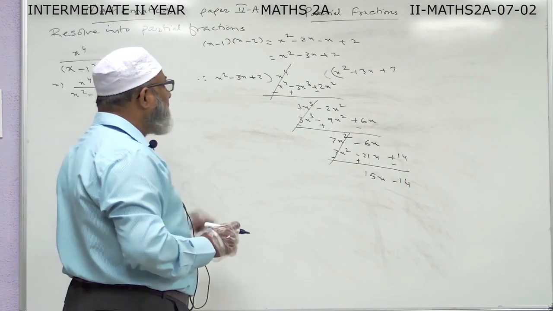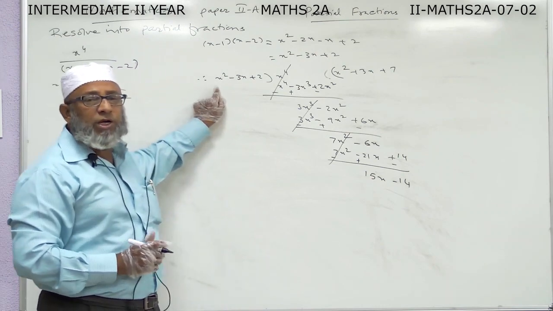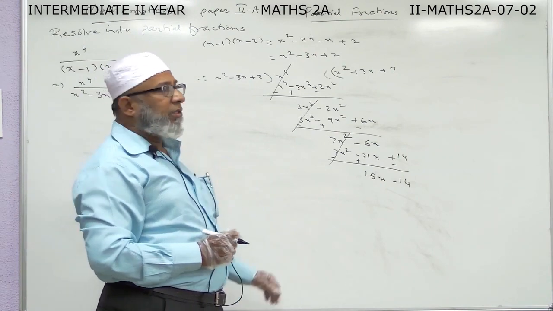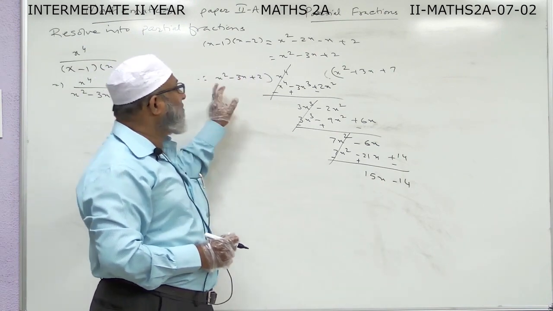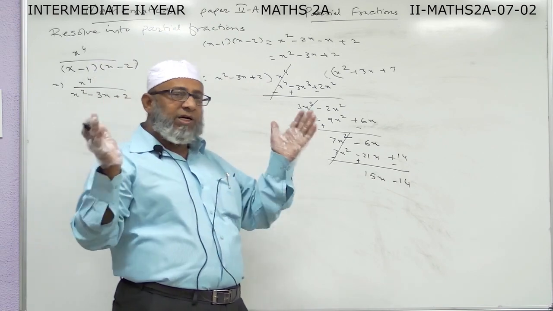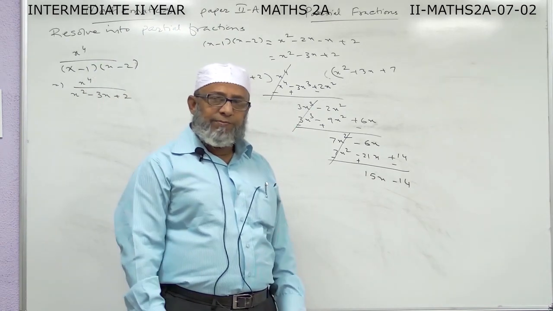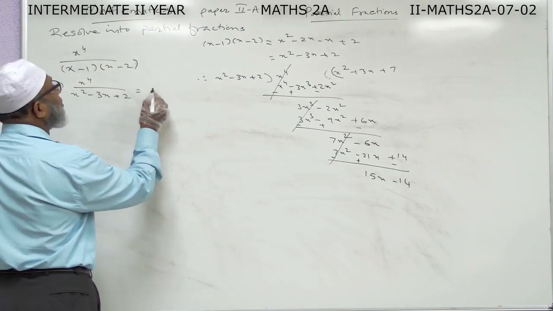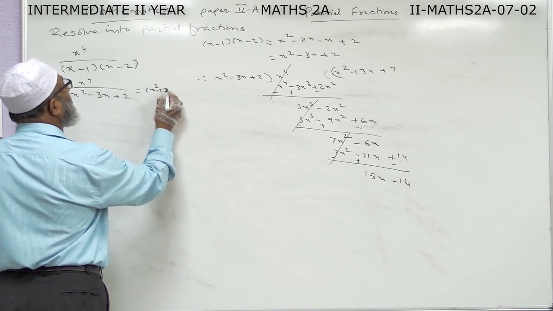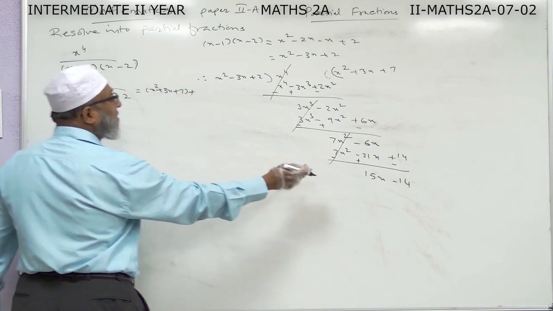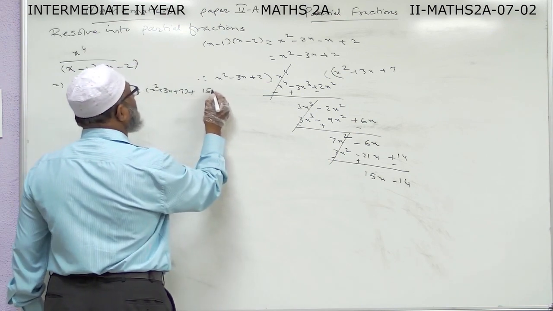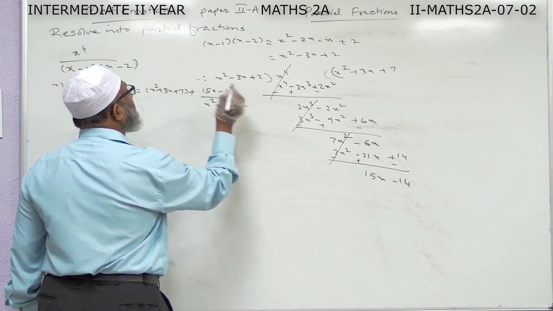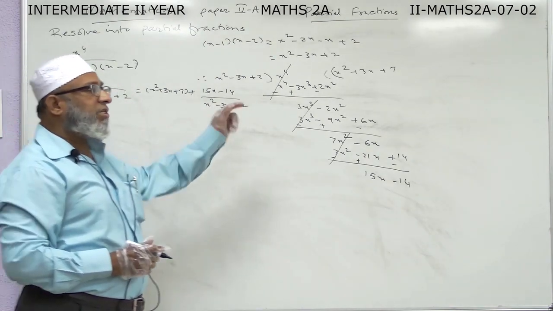So now you see, what is the degree here, what is the power of x square? 2. Whereas here the power is 1. So it means that this division must stop here. Therefore, we say that it has been converted into the proper fraction. Therefore, what I am doing? I am writing this as x square plus 3x plus 7 plus 15x minus 14 divided by x square minus 3x plus 2. Isn't it?